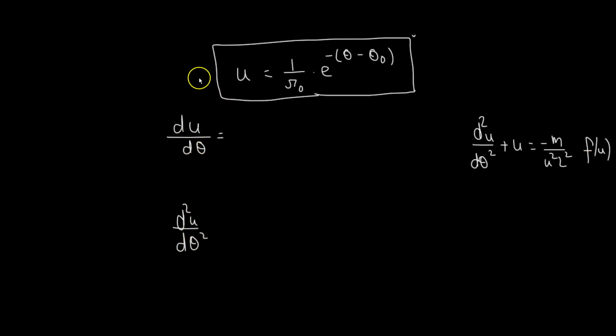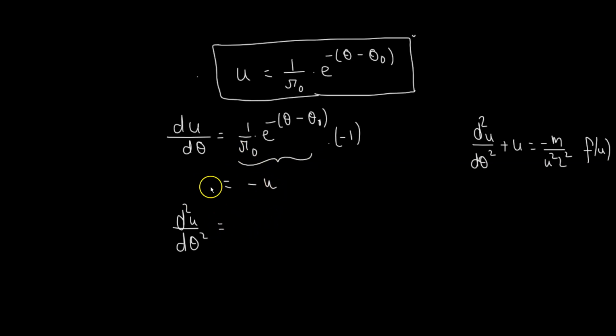So let's do that. We take u and differentiate with respect to theta. We have 1 over r naught, which is a constant, times e raised to the power of negative theta minus theta naught. Using the chain rule, when we differentiate negative of theta minus theta naught, that gives us negative 1. Since this value is u, we have negative u. Again differentiating both sides with respect to theta, we have d over d theta of du over d theta, which is negative du over d theta, that is, negative of negative u.